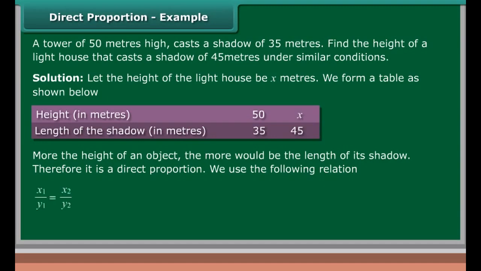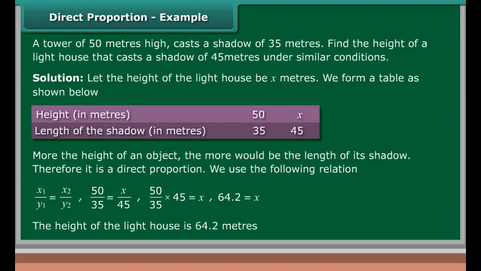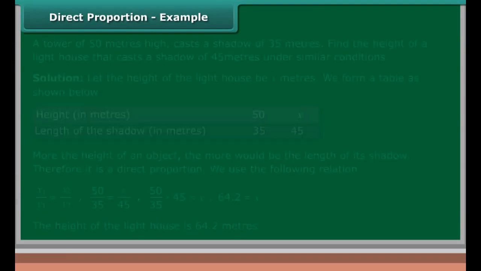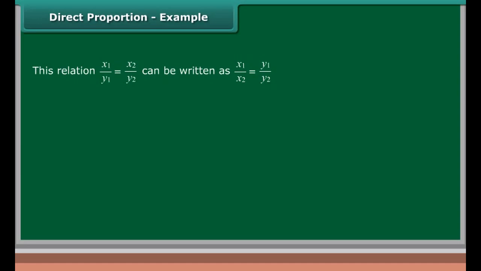Example 2. A tower of 50 meters high casts a shadow of 35 meters. Find the height of a lighthouse that casts a shadow of 45 meters under similar conditions. Solution. Let the height of the lighthouse be x meters. We form a table as shown below. More the height of an object, the more would be the length of its shadow. Therefore, it is a direct proportion. We use the following relation.